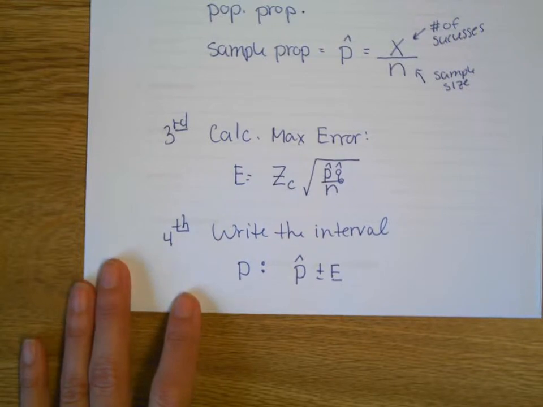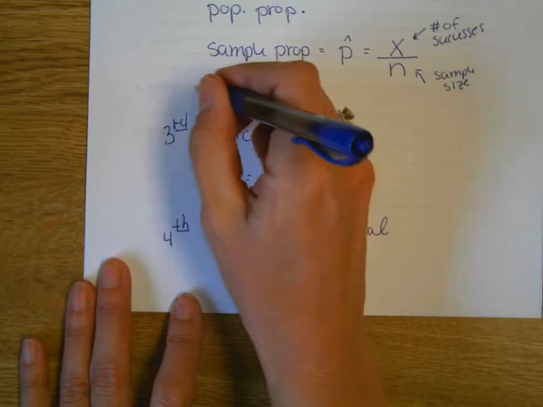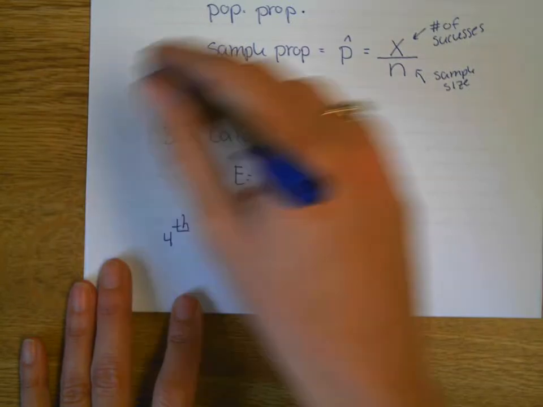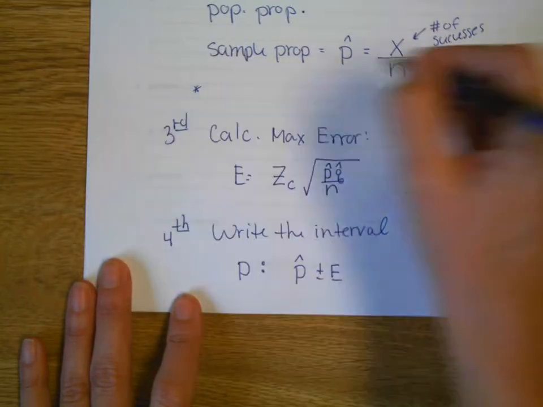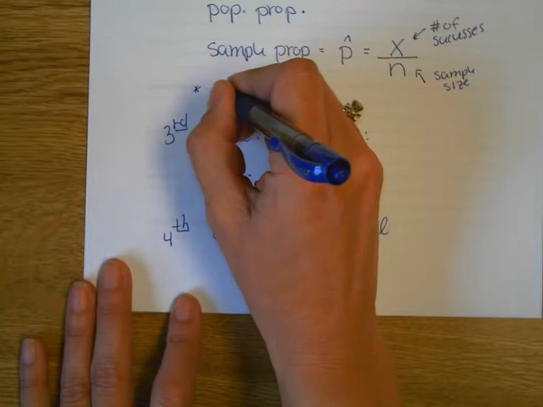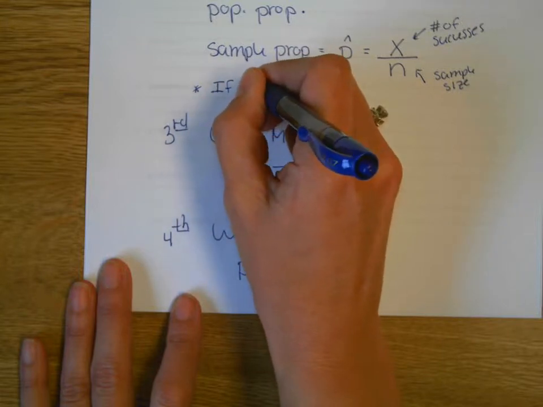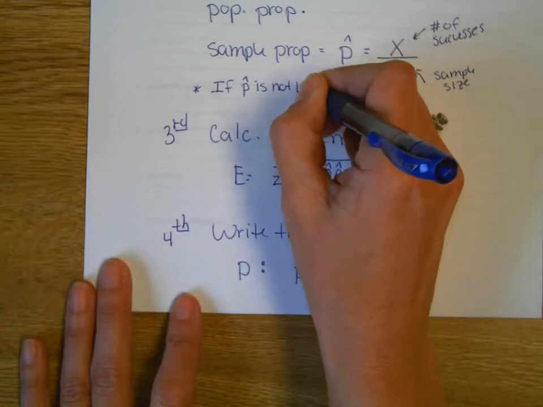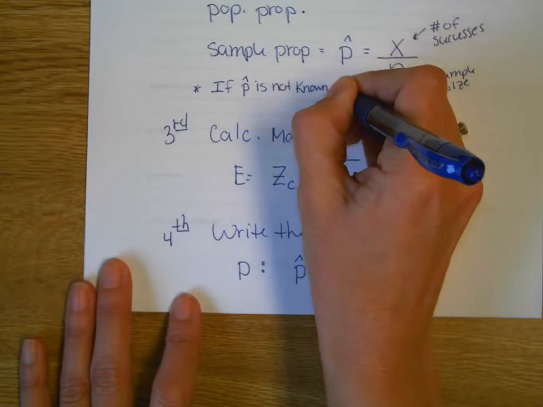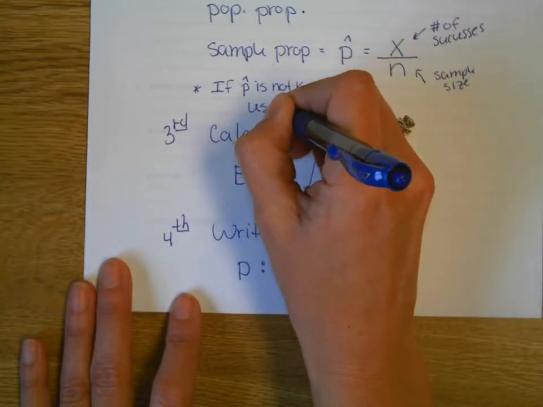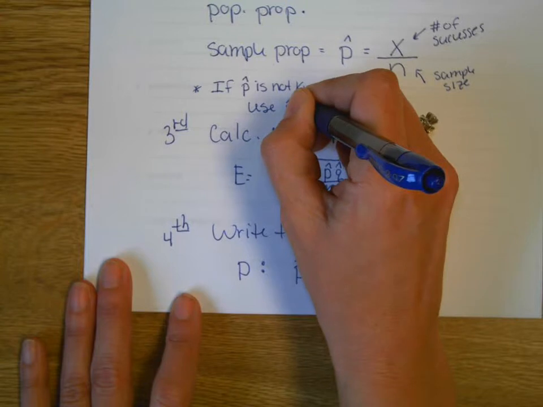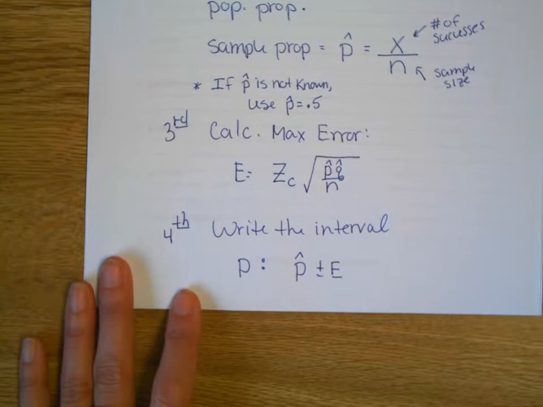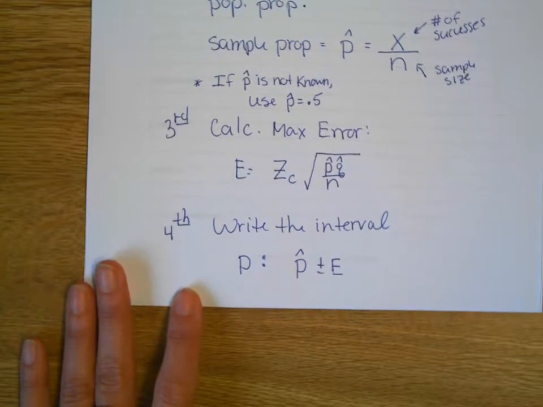All right. I forgot one little thing in here, of course. In step 2, you can just put it off to the side. If p hat is not known, use p hat equal to 0.5, because that will maximize the error.